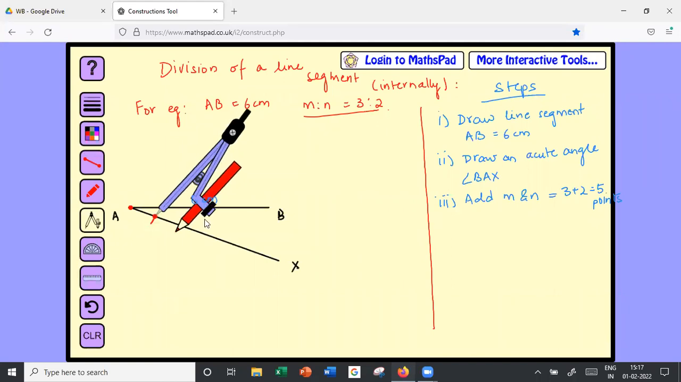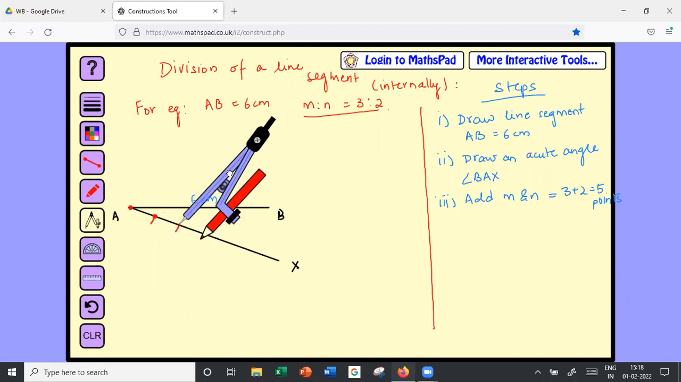Ma'am, the fifth point is X, or the fifth point we have to make it? No, you have to make all 5 points. So this will be your first point, second point, then third, fourth, and fifth. Okay, just give me a minute. I will be done.